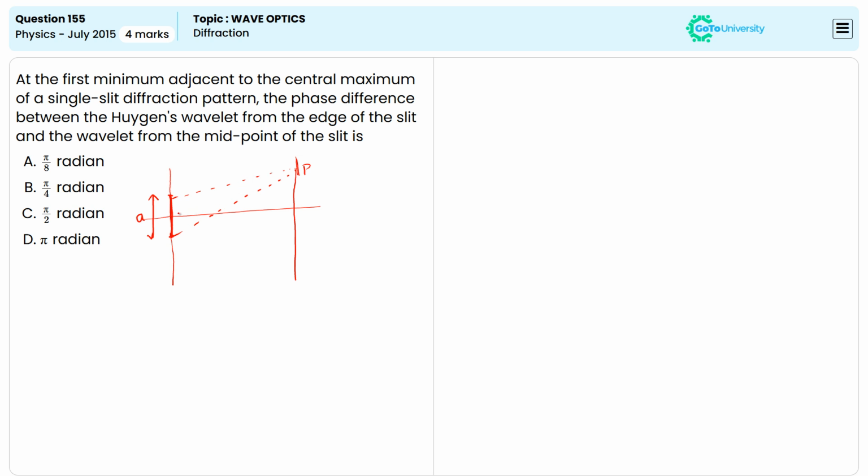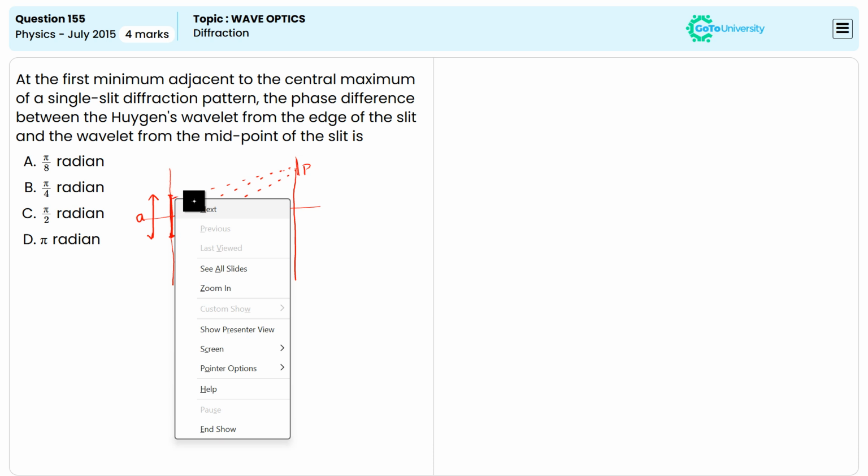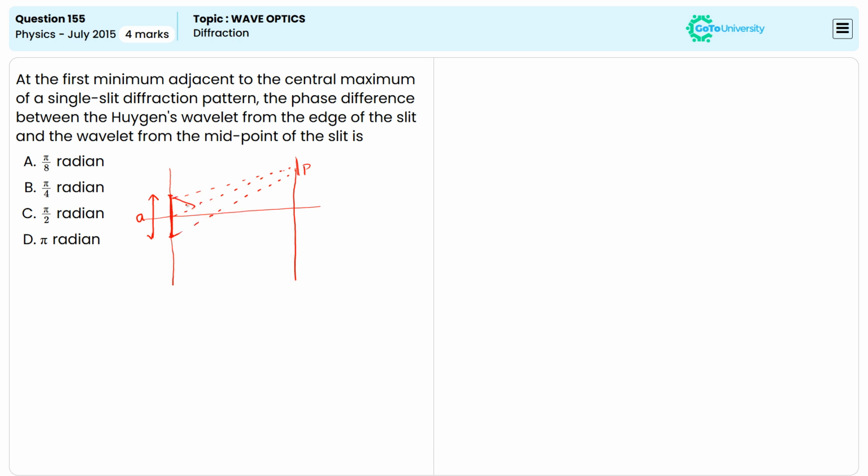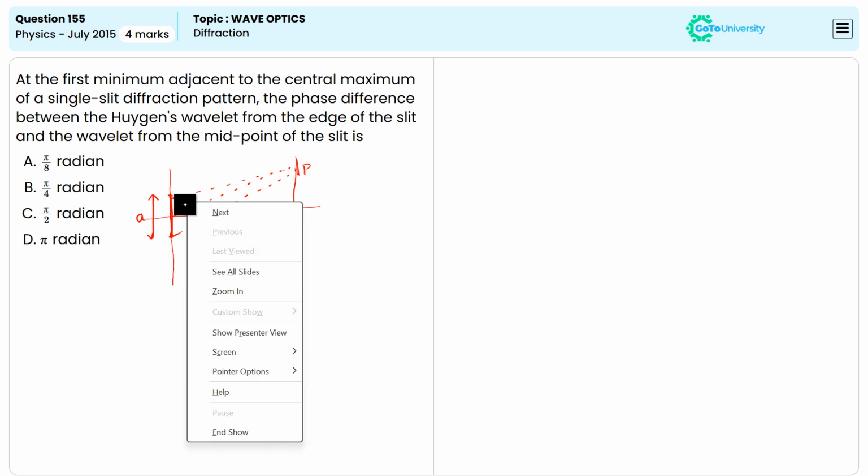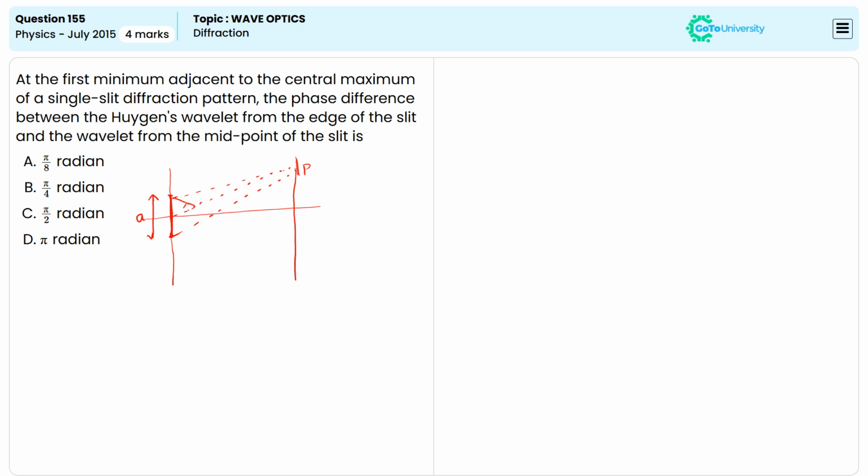That means from here, this one we need to find here. So I am going to draw a line perpendicular to this line. This is 90 degrees. And this angle is equal to theta. And this distance is a by 2, that is, half of the width, a by 2.